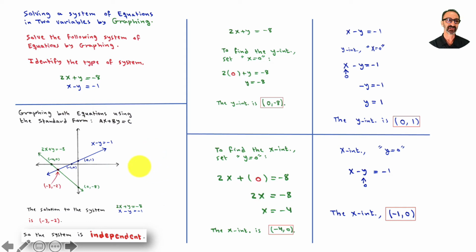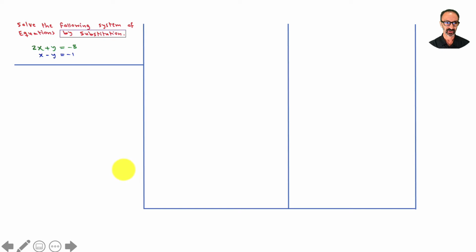Now I'm gonna do the same problem using substitution. To use substitution, I need to solve for one variable and plug it in the second equation. Let me show you how. We're gonna solve the second equation for x. What do I mean by this? Here's the whole system. My focus is on this x. I want to leave this x alone by itself.